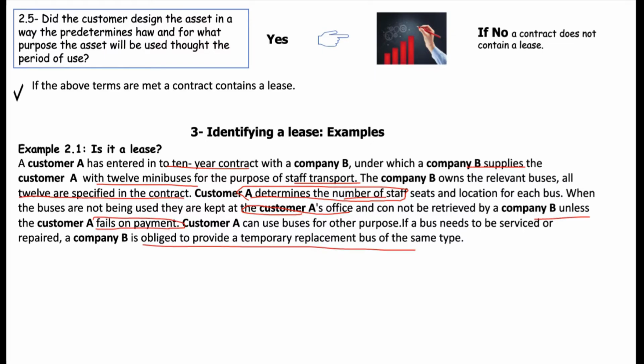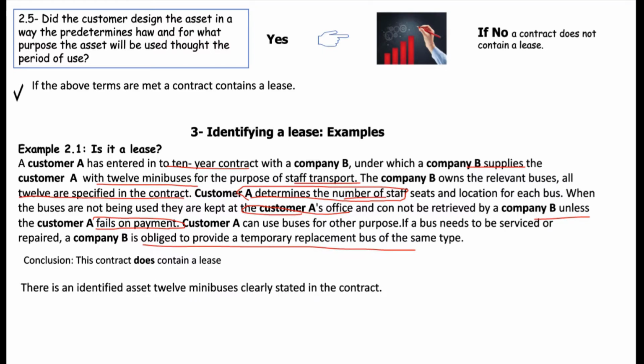You can think for a while whether this contract contains a lease. So here is my conclusion. This contract does contain a lease. Yes, this is a lease contract. Because of what? Because there is an identified asset, 12 minibuses, stated in the contract.